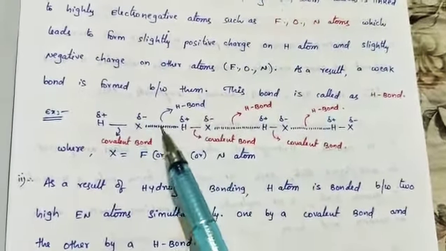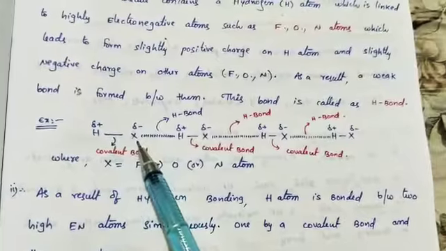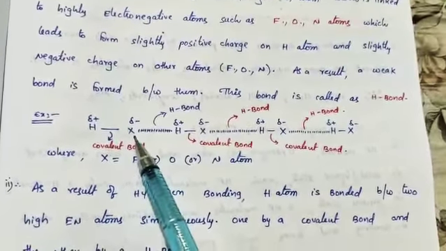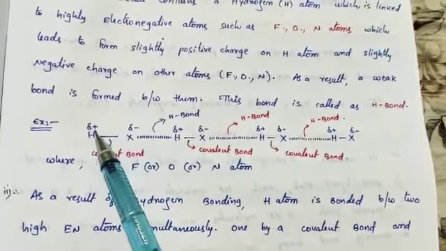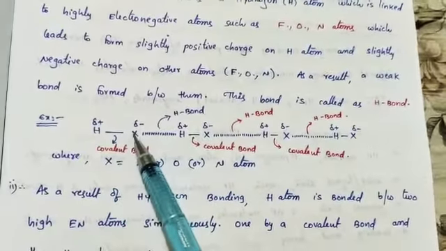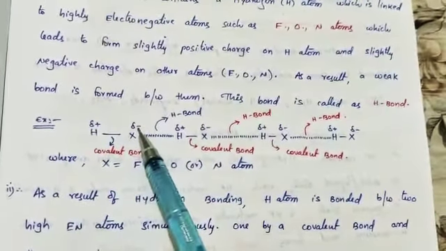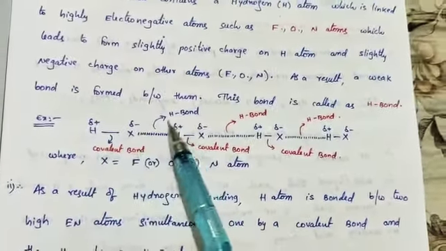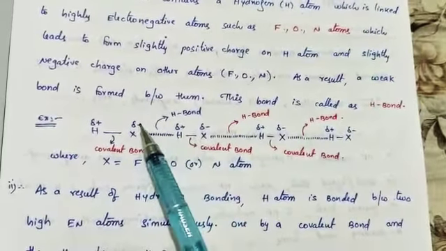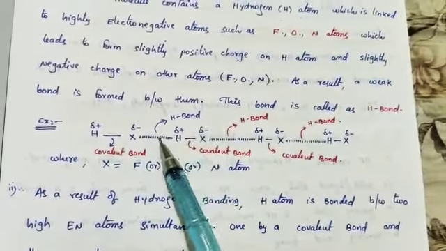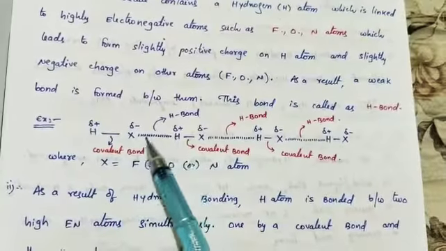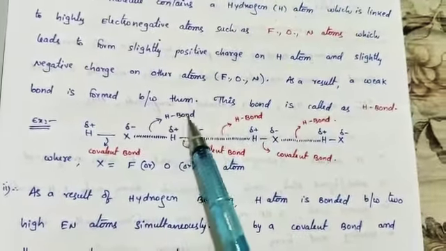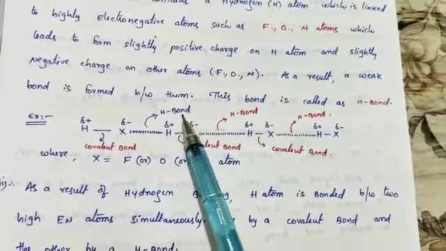In a molecule, if a hydrogen atom is attached to a highly electronegative atom, then the hydrogen has a partial positive charge and the other atom contains a partial negative charge. Due to the attraction between partial positive and partial negative, a weak bond is formed between the halogen and hydrogen. The weak bond is generally called the hydrogen bond.